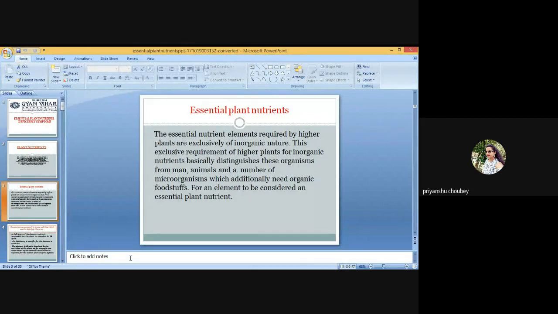Boron, molybdenum, and chlorine are absorbed as the divalent cations, while the latter are absorbed in the ionic forms. Boron is an exception, in that it could also be absorbed as a neutral molecule.